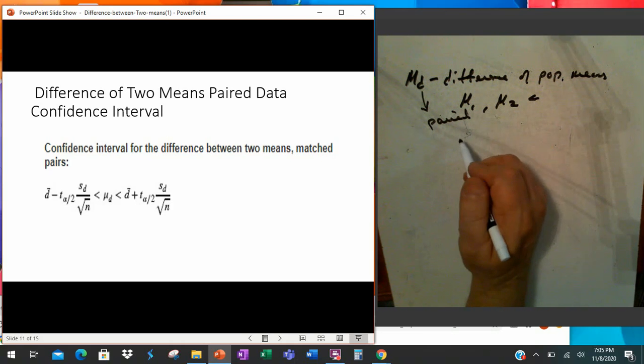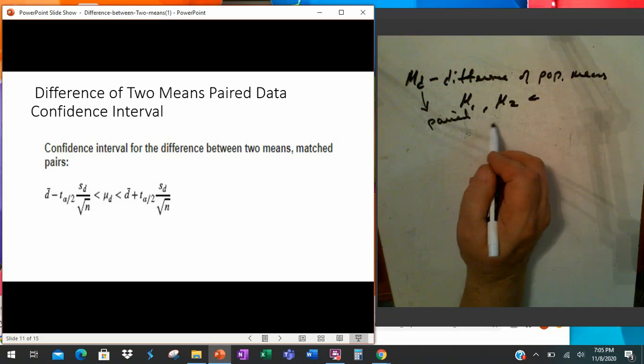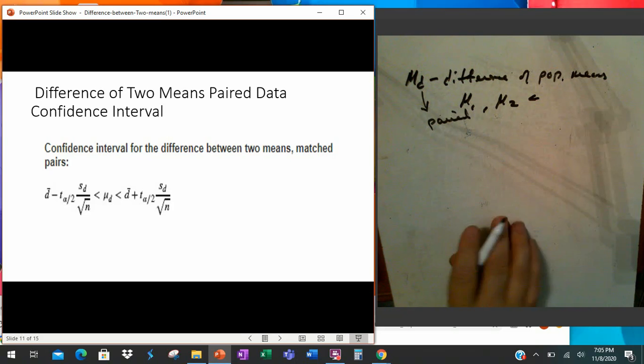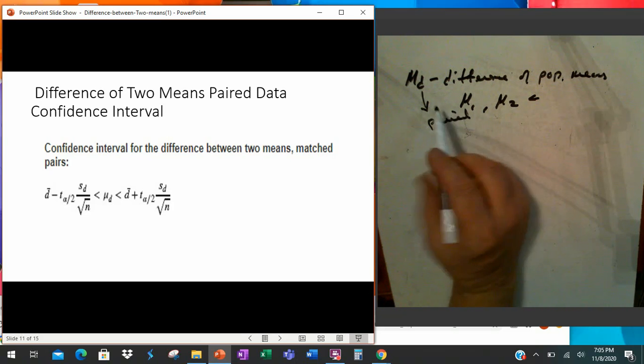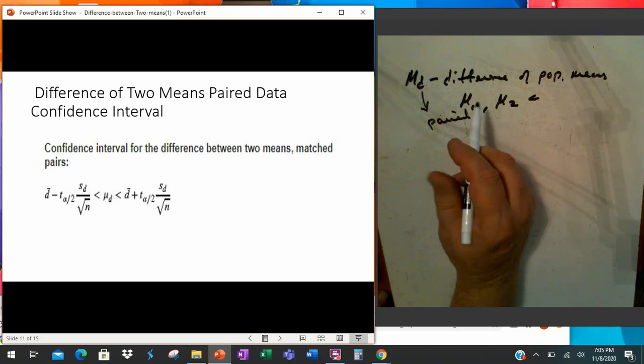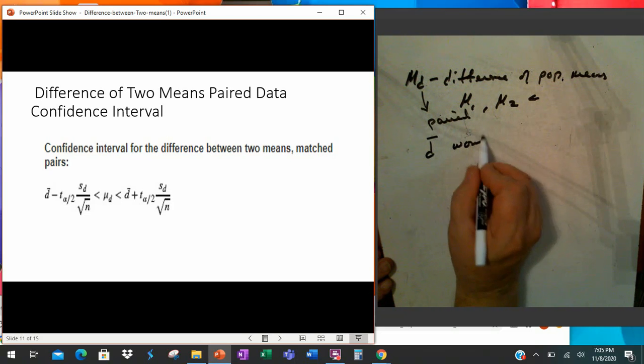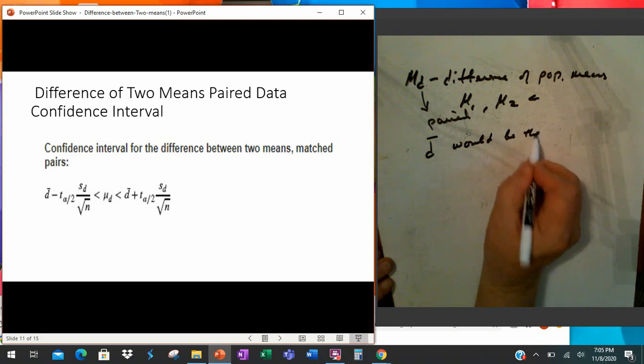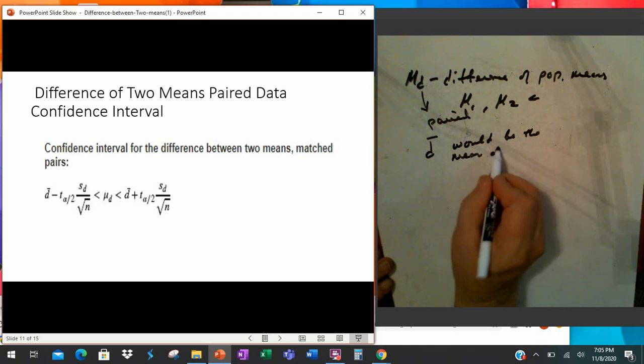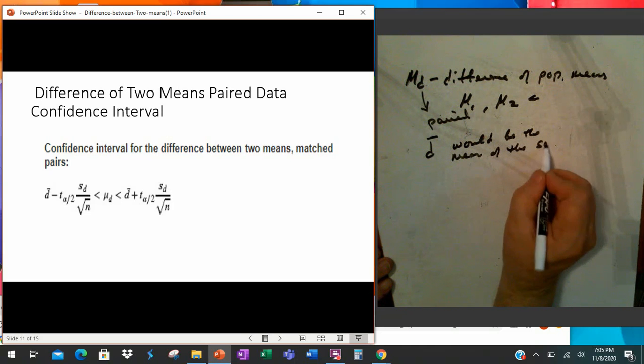It would be like the same people took some medicine for 6 months. We measured their blood pressure. Then we switched the medicine. The same people did a different medicine for 6 months. We're just going to see if the means of those should be different. So D bar would be the mean of the sample differences.